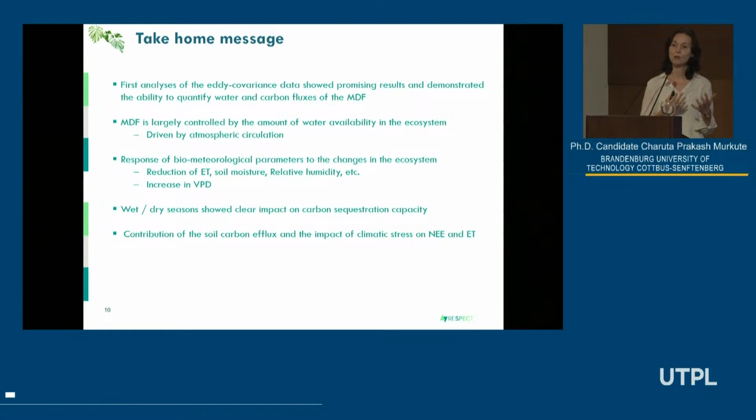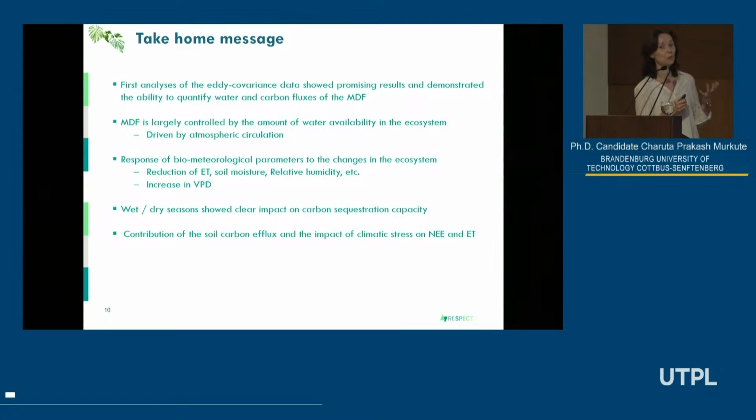So we have a clear cross-scale interrelation between the carbon cycle, the carbon sequestration of the system, and the superordinate atmospheric circulation. We have a clear response of biometeorological parameters to the changes in the ecosystem, and that is the reduction of evapotranspiration, soil moisture, and relative humidity, and the increase in VPD. And the wet and dry seasons showed a clear impact on the carbon sequestration capacity.